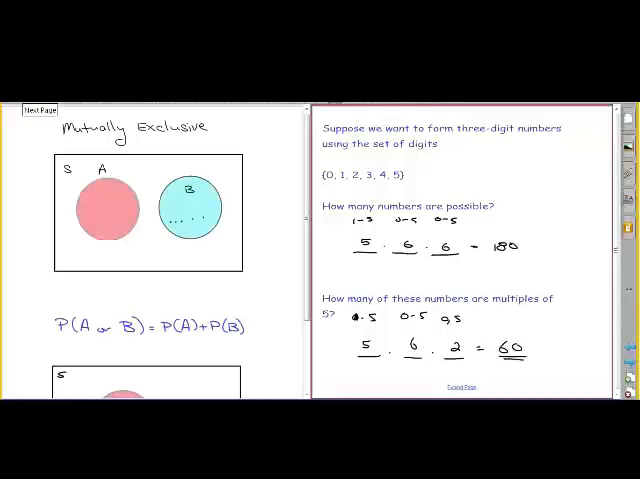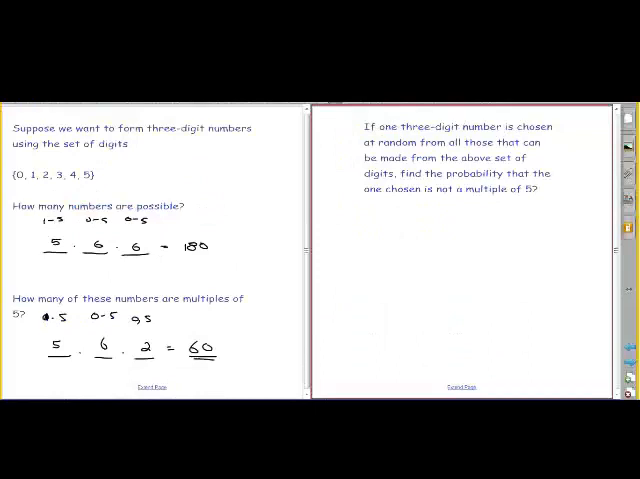So now we're going to answer a probability question. If one 3-digit number is chosen at random from all those that can be made from the above set of digits, find the probability that the one chosen is not a multiple of 5. So to answer the question of not being a multiple of 5, we haven't answered the question how many are not a multiple of 5, but we have answered the question what's the probability of them being a multiple of 5. So let's answer the not question, but the affirmative question.